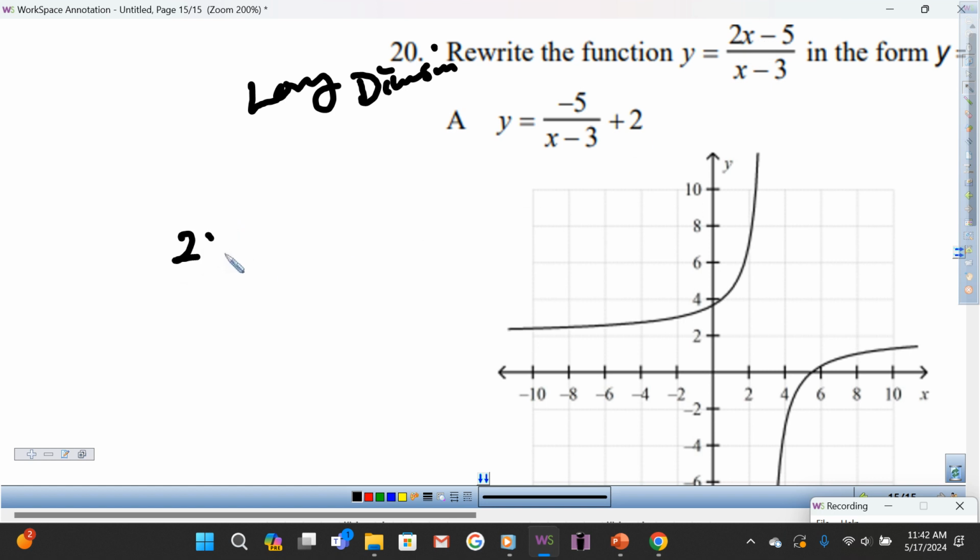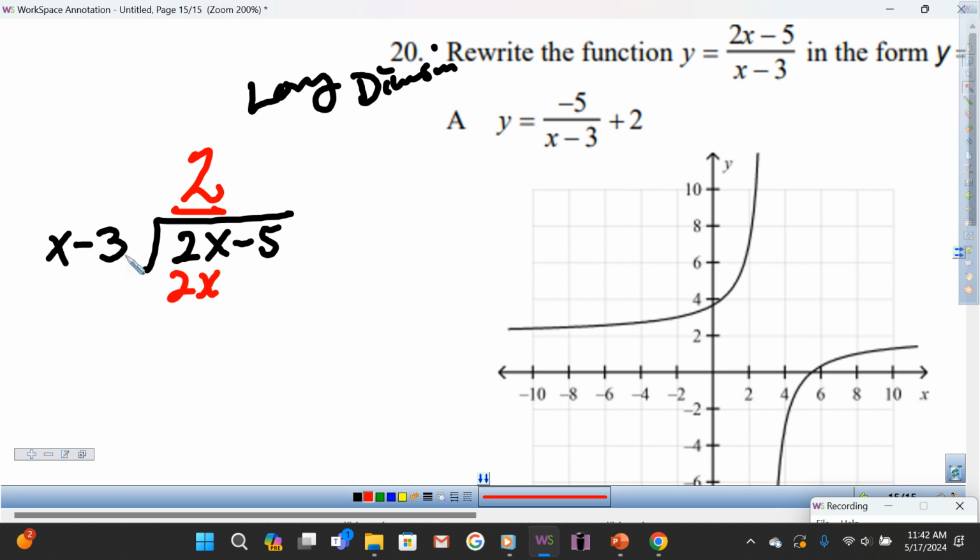So like that, you remember to divide this. So let's do that. 2x minus 5 divided by x minus 3. All right? Let's see. Help me out. Mitos, what number times x gives us 2x? 2. That is correct. So 2 times x is 2x. 2 times negative 3 is negative 6. Yes, sir.